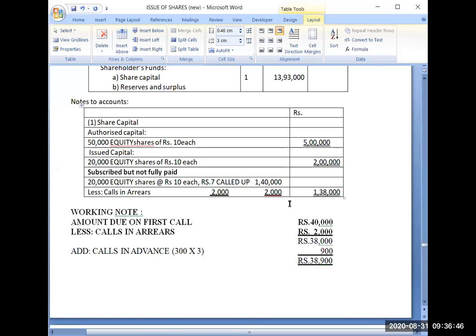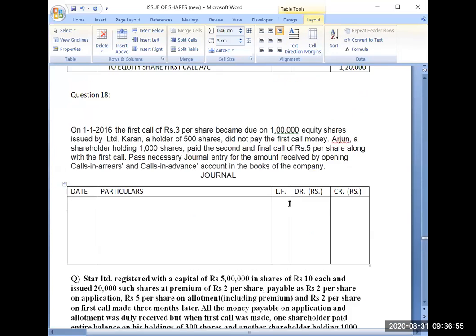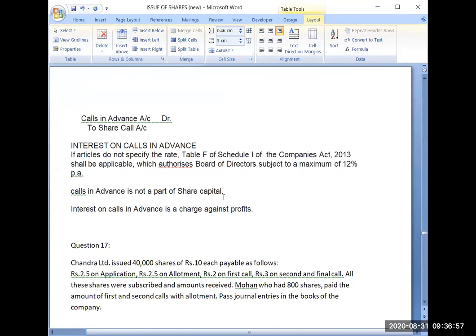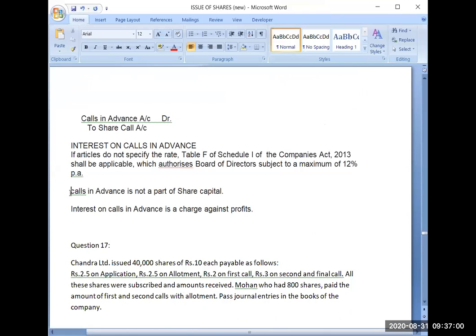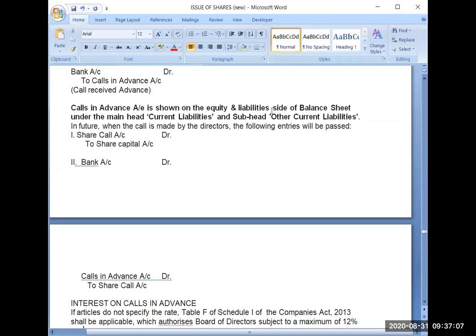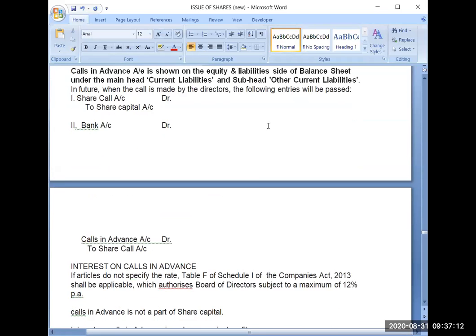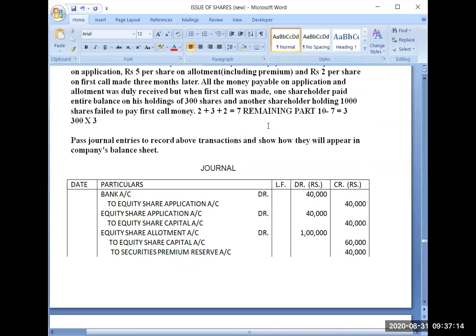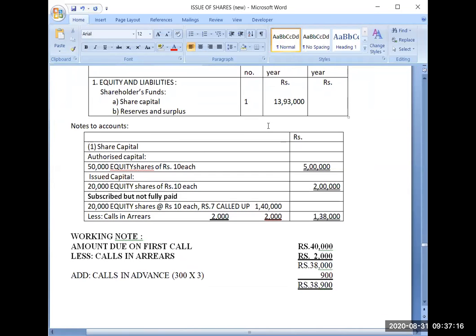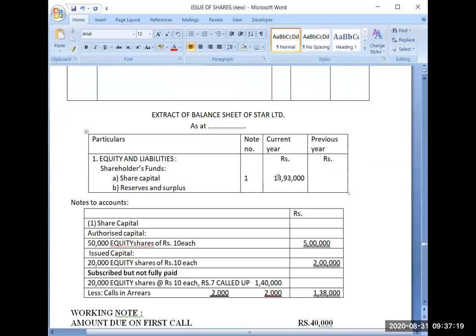Calls in advance is a current liability. It is not a part of capital. That day I taught you also. Please revise the things thoroughly before coming to the class. Calls in advance is not a part of share capital. It is shown in the balance sheet under current liabilities, under the head other current liabilities. So it will not come here. Now it's clear. So your paid up capital is 1,38,000.